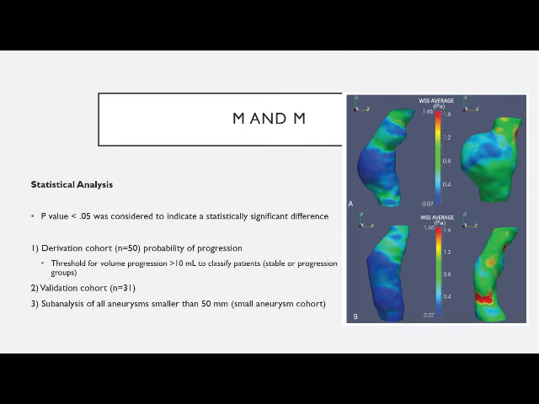Basically, using this image, although it's not the main purpose of this image, but just to explain here so we're following, you have the derivation cohort of 50 patients, where you had a probability of progression, and the validation cohort of 31 individuals. These 2 groups were compared just to show if there was a statistically significant difference between both.